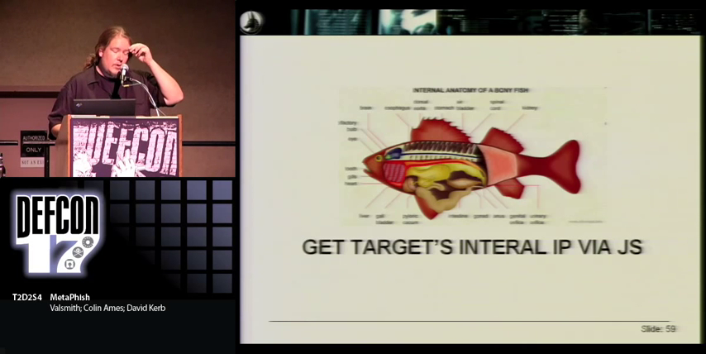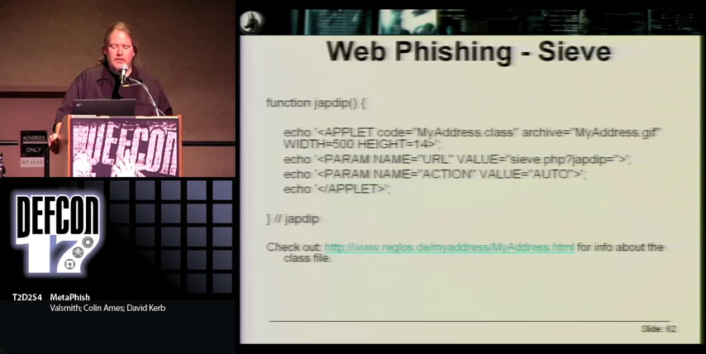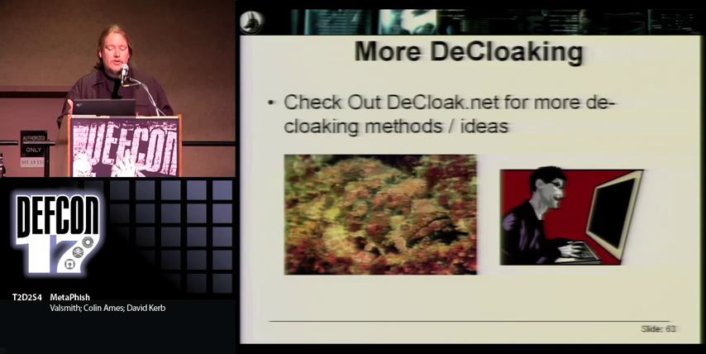Another thing that can be useful: if you've got them as a captive audience and they're hitting your web page, you might as well gather information about their internal IP. There's a couple of ways to do this. We have a JavaScript method, which allows us to get their internal, behind-the-NAT IP address. We also have a Java applet. There's a guy out there, regulos.de, who released an applet to do this, and we reverse engineered it a little bit and added some bling to it. You can go to his site and get more info about what this class does, but it essentially gets you their internal IP address. And if you're really interested in decloaking internal IPs or finding out if someone's coming through a proxy or Tor, check out HD's decloak.net. It's got 100 different ways of doing the same kind of thing that go way beyond what we have here.